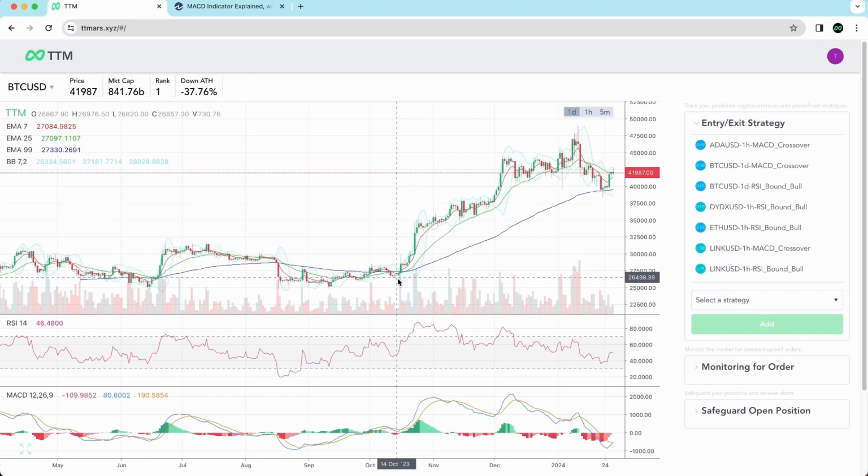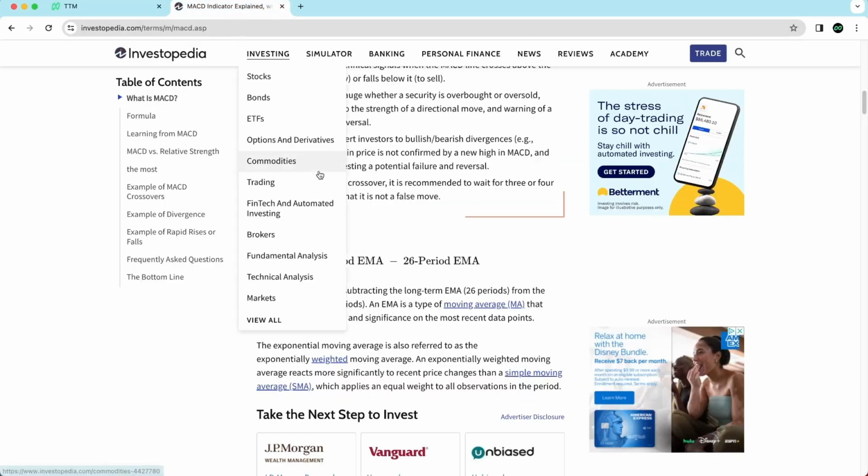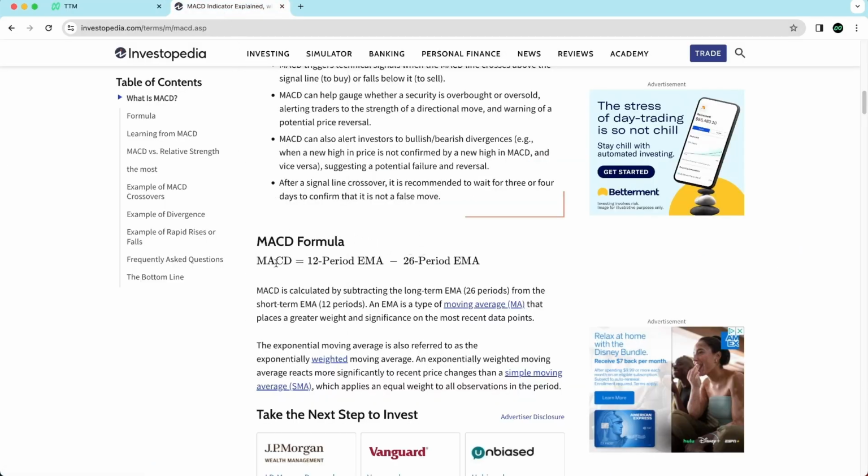Alright, let's kick things off by understanding MACD. So MACD is a momentum oscillator and a powerful tool to determine the market trends. Now let's go to Investopedia to take a look at the MACD formula. As you can see, here is the MACD formula. It's basically a difference between the short-term EMA and the long-term EMA. So typically 12th period is used for the short-term EMA and 26th period is used for the long-term EMA. If you want to know more about the EMA, exponential moving average, you can go to check our previous video.